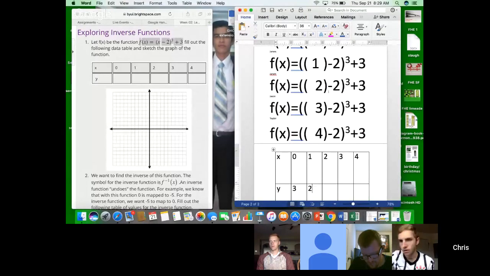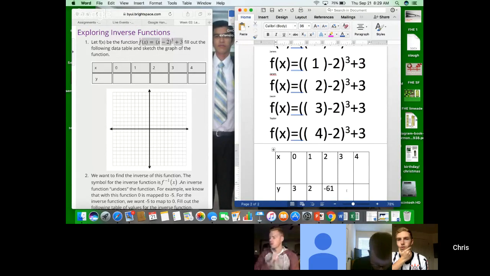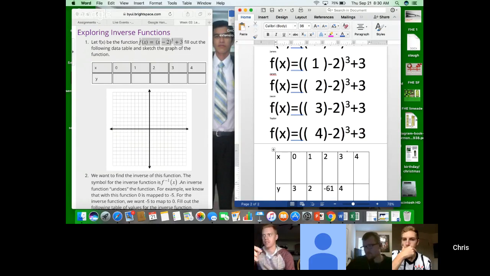-64 plus 3, -61. Does that sound right? -61. Yeah, because it's a cube root, so it'd be negative. All right. And then Jason. So mine would be 1 cubed, which is 1, so mine's 4. And then Taylor. I got mine as 11.